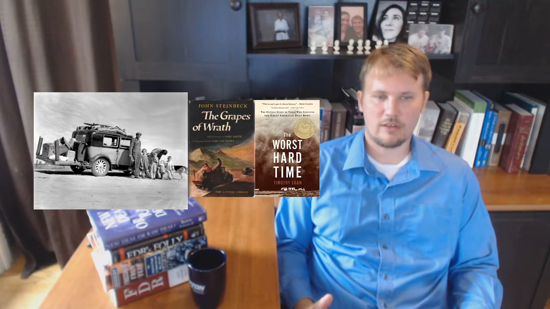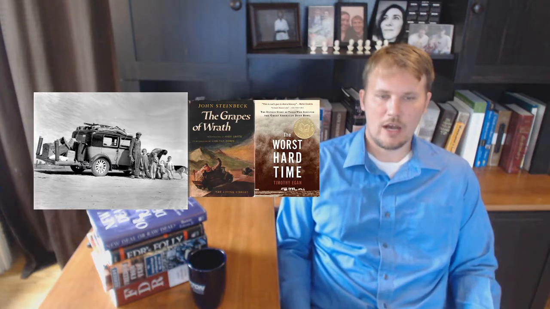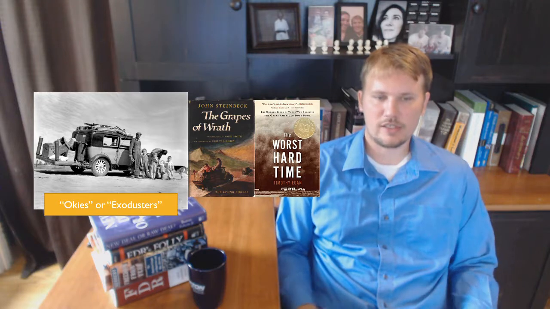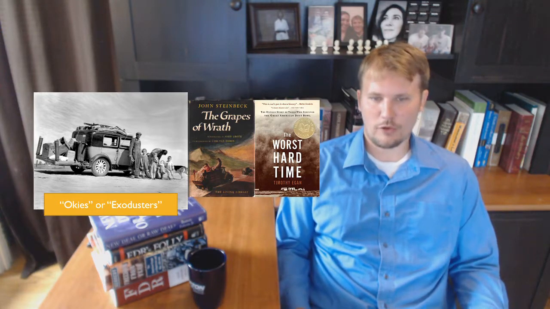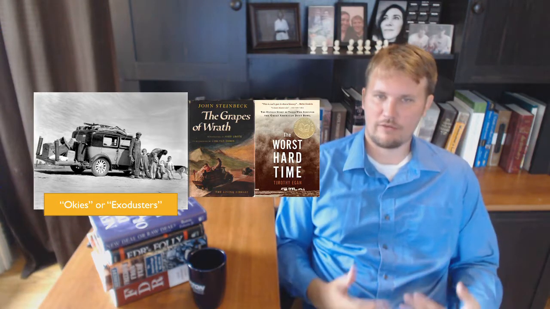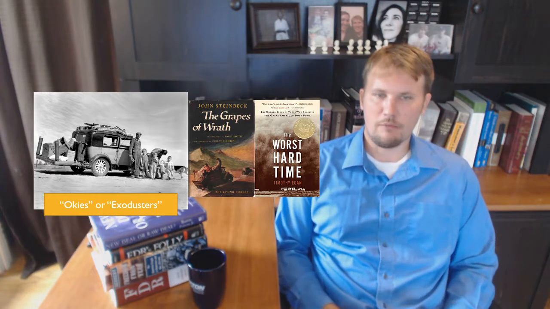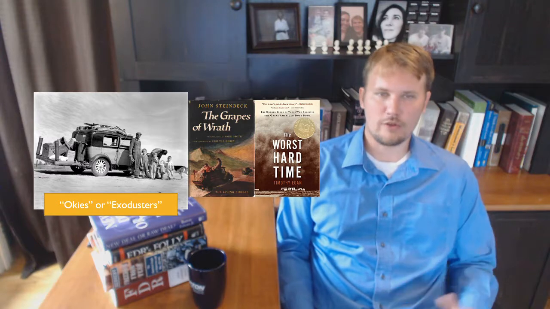Hundreds of thousands of people pack up and leave the Midwest because of the Depression and the Dust Bowl. People who migrate because of the Dust Bowl are called Okies or Exodusters. John Steinbeck's novel The Grapes of Wrath talks about this, with a story about a family that goes through this. Most people pack up and move to the West Coast, to California, Oregon, or Washington. Some 800,000 people left the Midwest because of this.